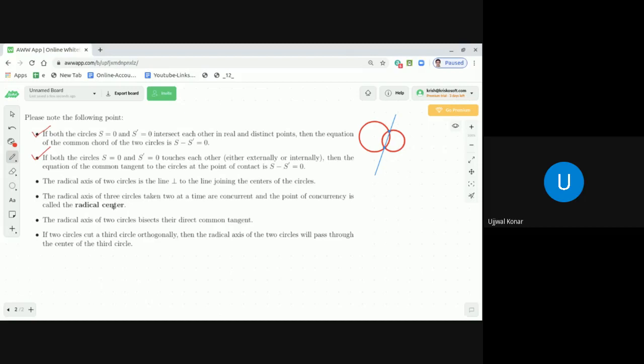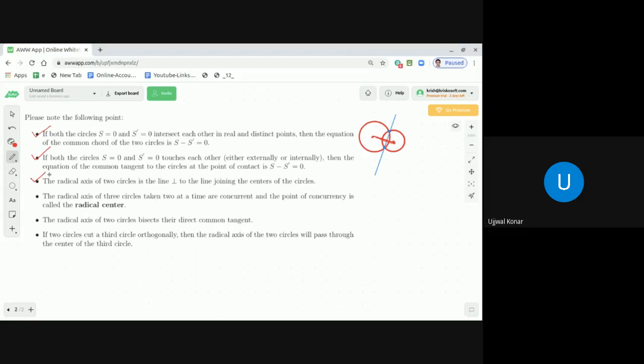That is also quite evident. I repeat, the radical axis of two circles is the line perpendicular to the line joining the centers of the circles. If you see in this example, the diagram I've drawn, these are the two centers of these circles. Now if we join these two centers, that line segment is perpendicular to the radical axis, which is the blue line, which is also the common chord of these two circles.